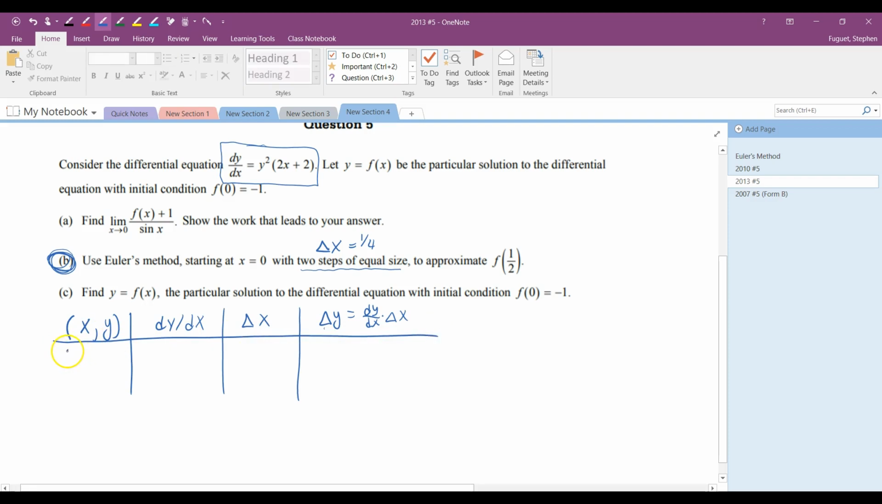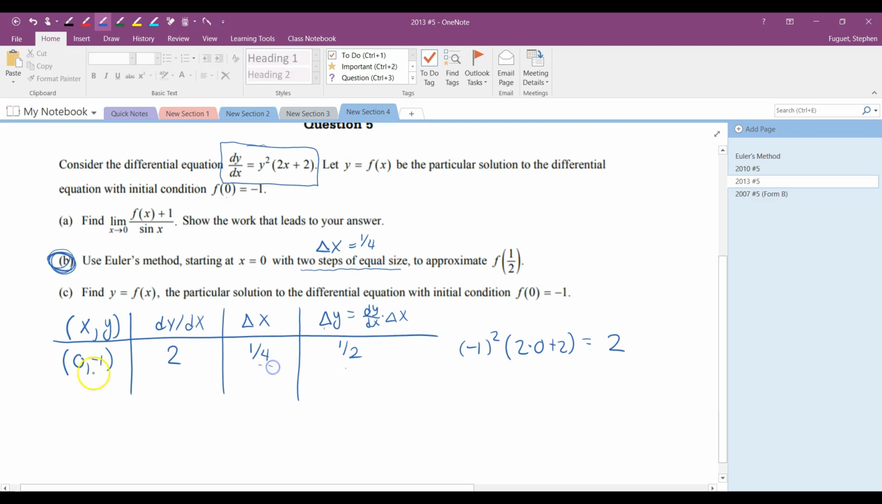So my x, y here, they've given us in the initial condition as 0, -1. My dy dx, well, I'm going to find that by taking this and plugging it into the original function. So I'll do the work over here for that. -1 squared, 2 times 0 plus 2. So that's going to be 2 times 1, or just 2. So it's going to be 2. My delta x, again, is a standard 1/4. That's already been given to me. 2 times a fourth is 2/4, better known as a half.